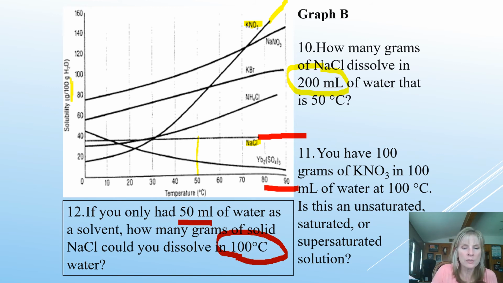But look, you have 50 milliliters of water this time. So when you have more than 100, if you have 200 milliliters of water, you double it. So what do you think you do if you have half the amount of water? Right, you divide it by 2. So however much will dissolve at 100 degrees, take half of that, and that's how much would dissolve in 50 milliliters of water. So at 100 degrees, it's going to be about 40 grams. So in 50 milliliters of water, about 20 grams is going to dissolve.